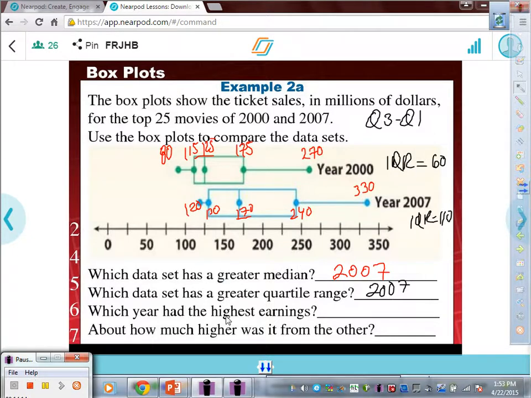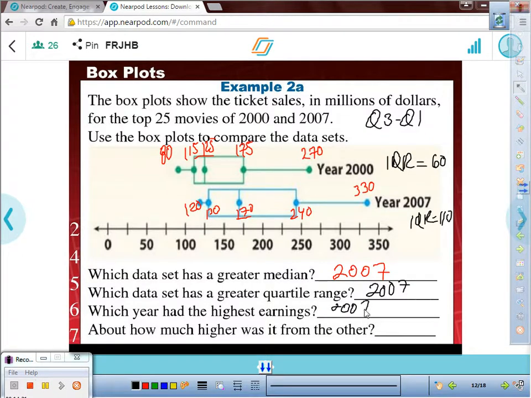Which year had the highest earnings? 2007. How much was it? 330 million. It says how much higher was it from the other? So what do we need to do to find that out? 330 minus 270, that gives us what? 60 million. So that's how we extract information from box plots. Any questions with that?